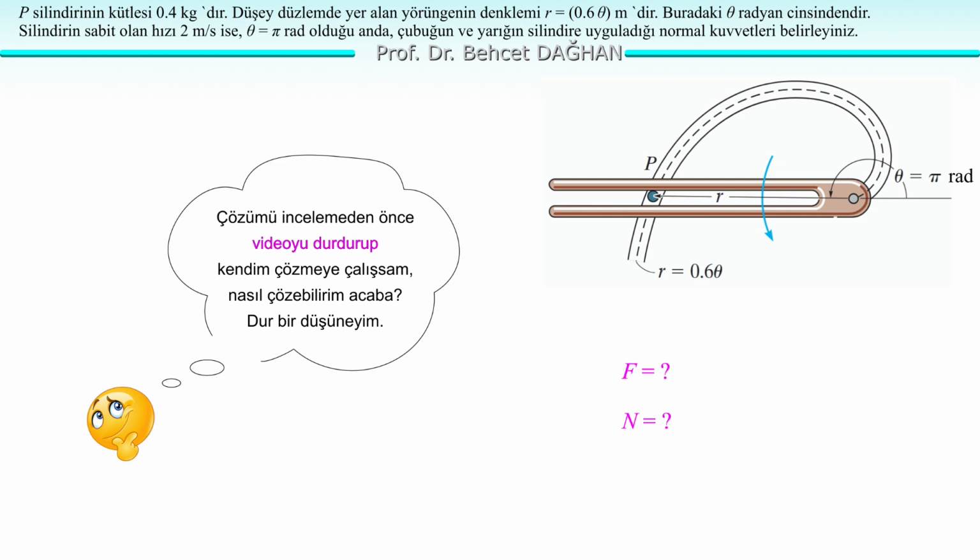Yes, we have a particle whose trajectory equation is given in polar coordinates. We will examine the motion of the particle. We will find out what the force F and the force N are at a given instant, at the instant when theta equals pi radians. The equation of the trajectory is R equals 0.6 theta. What kind of motion is this?